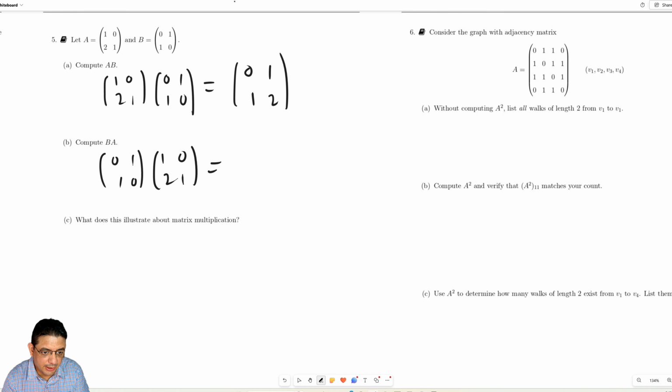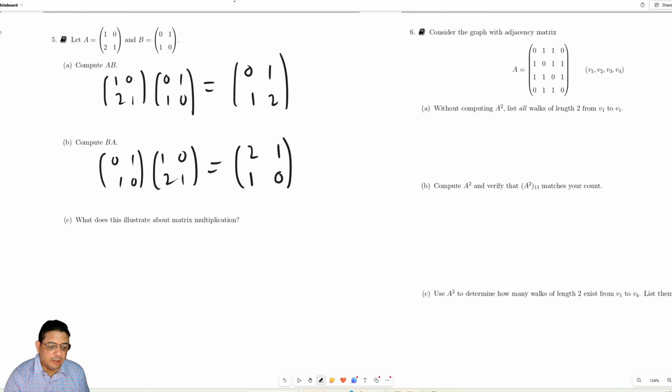Now we compute BA, that's going to be backwards, so 0, 1, 1, 0 times 1, 0, 2, 1. And in matrix multiplication, notice that this is going to give me 2 here. 1 times 0 plus 1 times 2 is going to give me 2. 1 times 1 plus 2 times 0 is going to give me 1 here. 0 times 0, 1 times 1 gives me 1 here. And 0 times 1, 0. 1 times 0, 0. So it gives me this.